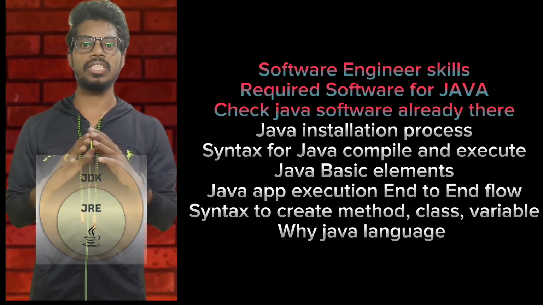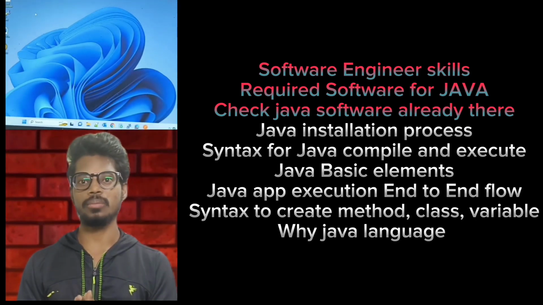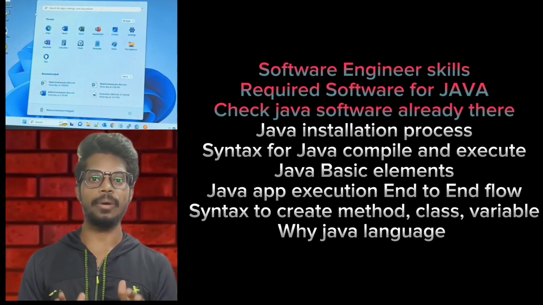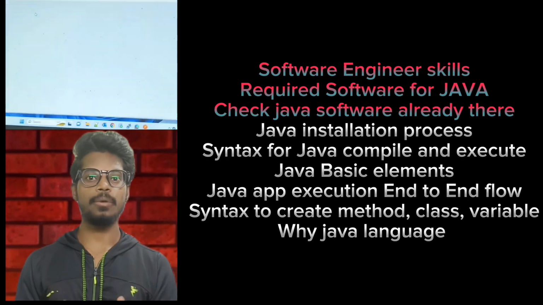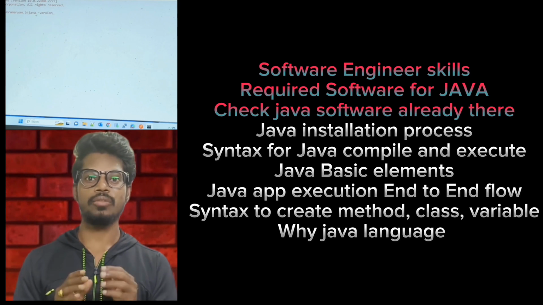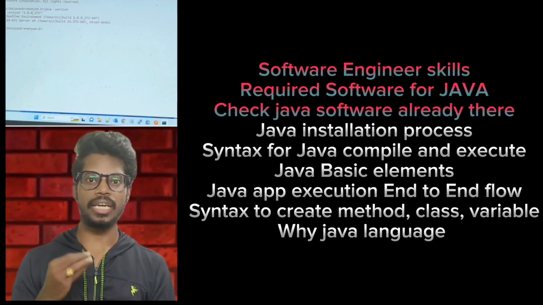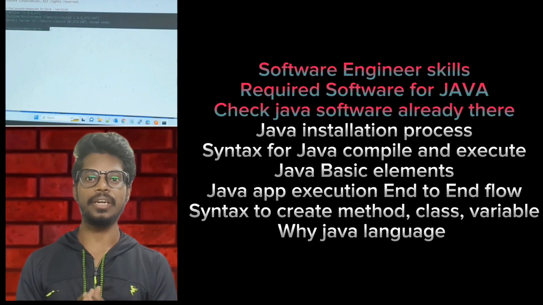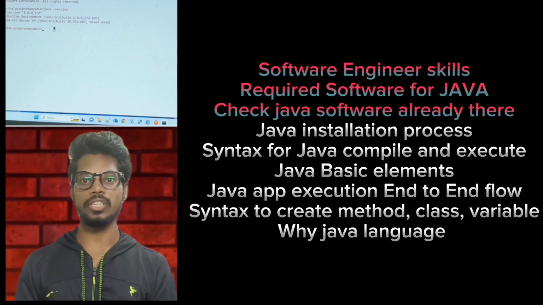How to check whether Java software is already there in your machine or not. What we have to check: first we have to open command prompt in your machine by typing cmd, and once the command prompt is open, just type java space hyphen version. Whenever we give that command, if we get a result and it shows the Java version, it means Java software is already installed in your machine.